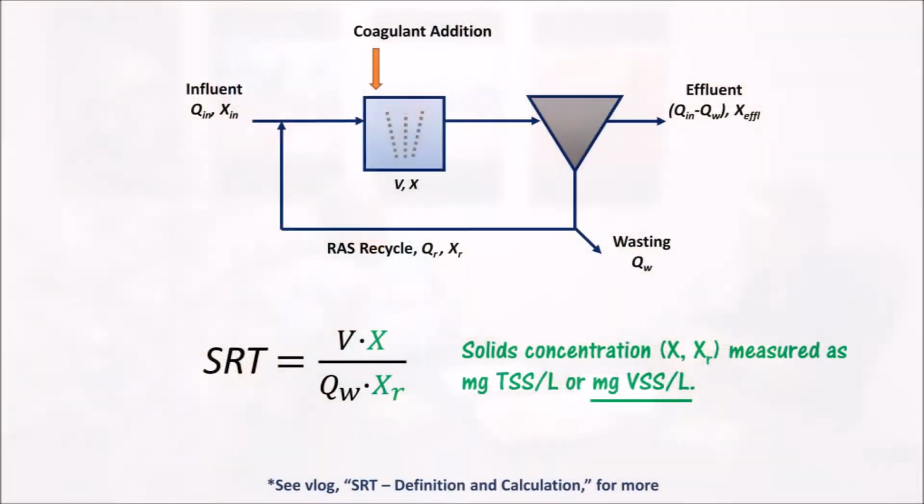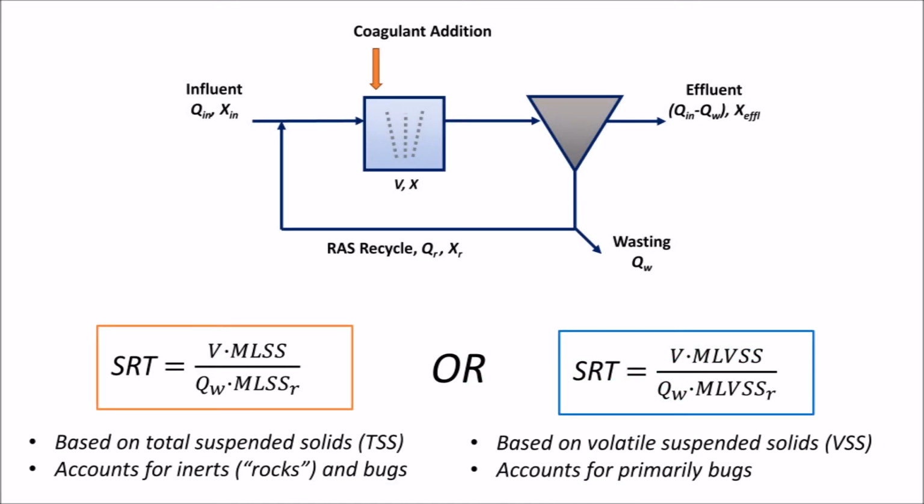So in these cases, you may have to change your SRT calculation to look at volatile suspended solids instead of total mixed liquor, because your total mixed liquor includes all the inert rocks and then all the active bugs. But if you just look at the VSS, you're focusing more just on the microbes in the system, and you're controlling the SRT based upon the mixed liquor volatiles. So it's the same equation. It's just in place of your mixed liquor, you use your mixed liquor volatile solids, and instead of your total waste activated sludge number, you're looking at your waste activated volatile solids.